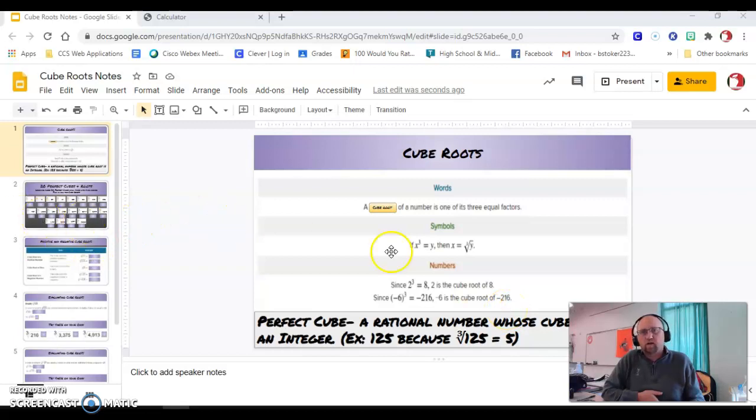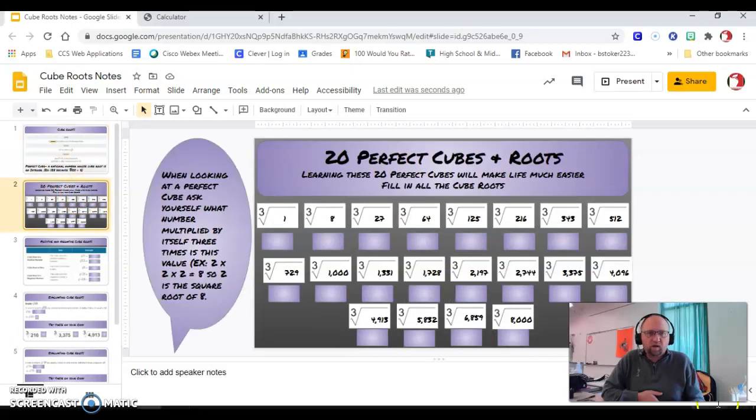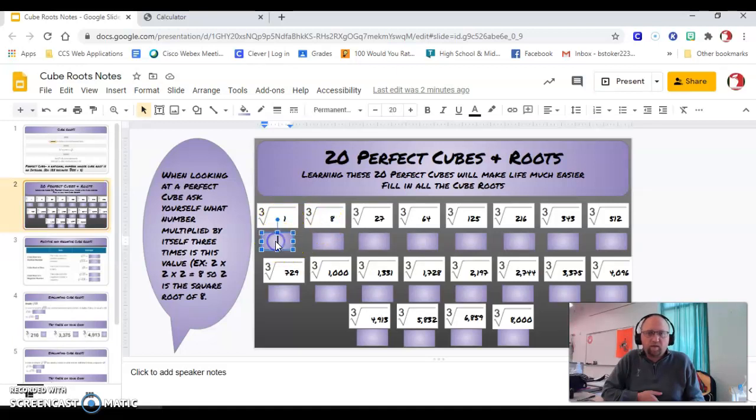The only thing you need to fill in here is the word cube root on slide 1. On slide 2, this one would take you a little bit longer to do. When you are looking at a perfect cube, you should always ask, what number multiplied by itself gives me the number underneath the radical? So what number multiplied by itself gives me 1? Well, that one's pretty easy. That one's 1.